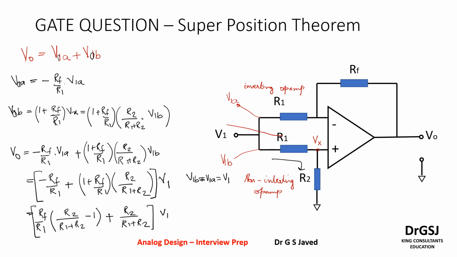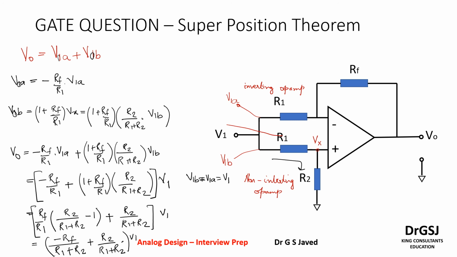So if you subtract, you get R2 minus of R1 plus R2. R2 gets cancelled, so this becomes minus R1 by R1 plus R2 minus... R1 and R1 get cancelled. So effectively this equation is given as minus Rf by R1 plus R2 plus R2 by R1 plus R2 times V1.